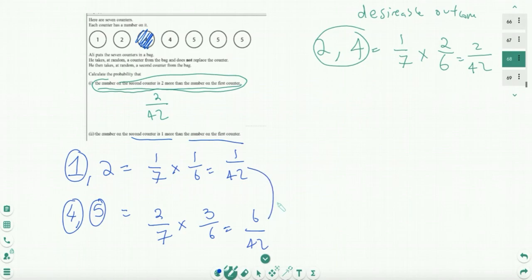And to combine it, we just add them up. So 1/42 plus 6/42 is 7/42. And this is our answer. I just wrote down the different ways we can get the second counter to be one more than the first counter. So 1 and 2 and 4 and 5. Found the probabilities for each one and then added them together.